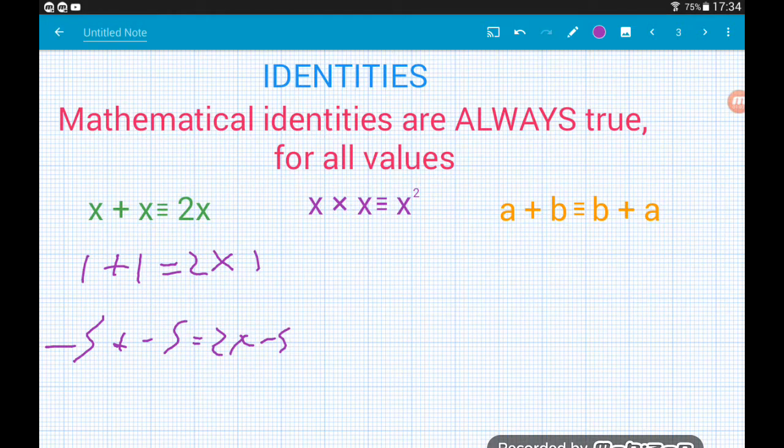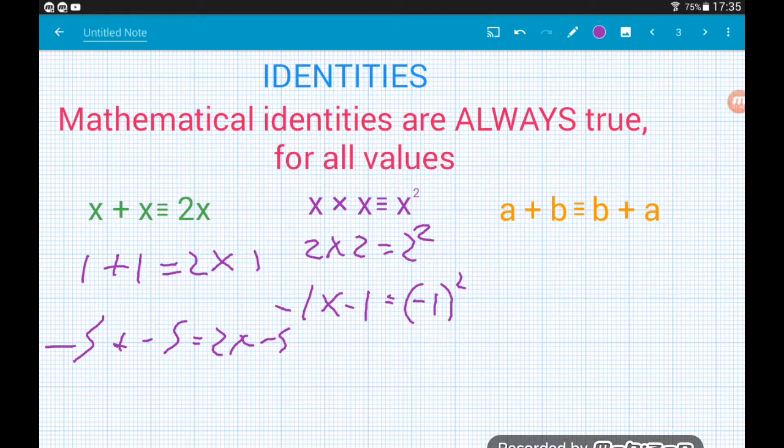Same in the middle as well. If we do x times x, that will always give us x squared without exception again. So again, let's go for 2 times 2 is equal to 2 squared. Absolutely true. 4 is equal to 4. Minus 1 times minus 1 will equal minus 1 squared. Minus 1 times minus 1 is positive 1. Minus 1 squared is 1. So that's another identity. x times x will always equal x squared for every single value that you substitute into it.